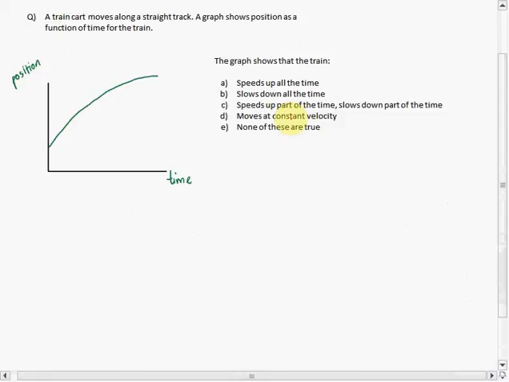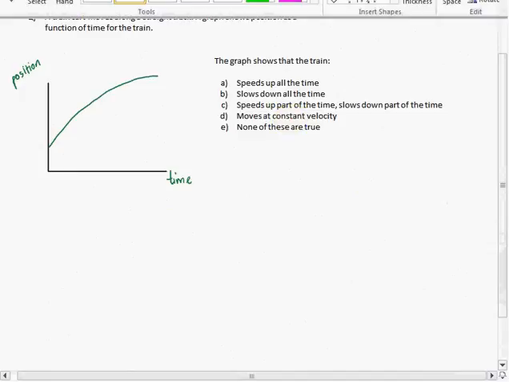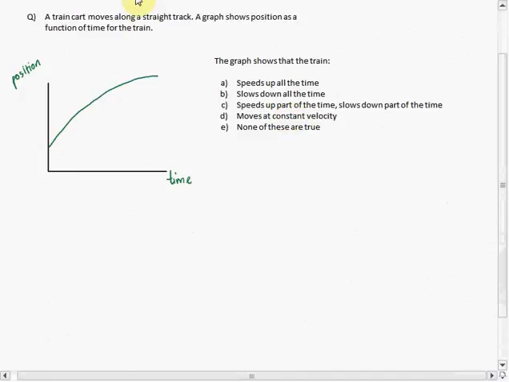Again, I would encourage you guys to try and solve this by yourself, see what you come up with, and compare your answer to the one that I will state in a second. Okay, I'm assuming you guys gave that a go, and the answer that you should have come up with is B. Okay, it's slowing down all the time.